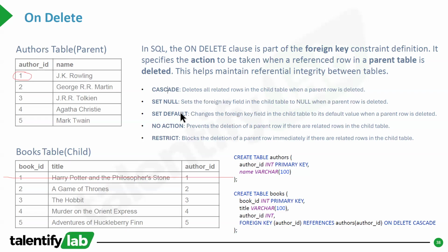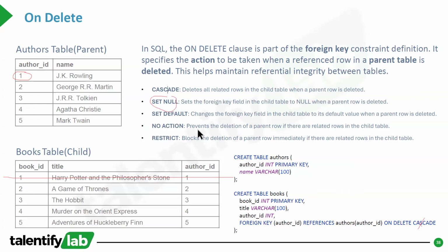This is the cascade. Set null means if I set null instead of cascade, it will set null for these values here. The row will not be deleted. Then it will set null. Set default means if I declare set default as, for example, not found, they will assign not found here. They are going to assign a default value.